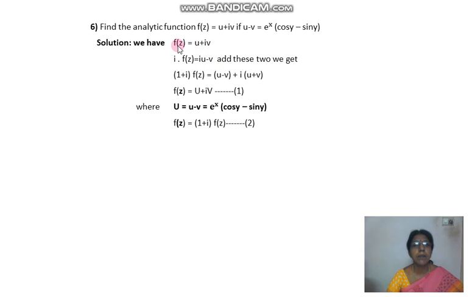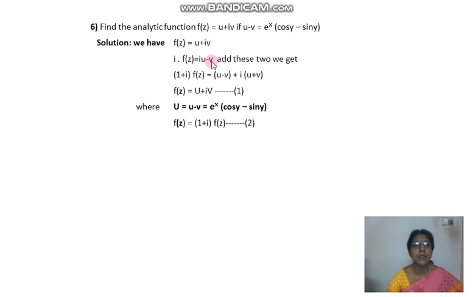So multiplying this equation with i on both sides, we get i f of z is iu minus v. Add these two equations. What do we get? On the LHS, f of z plus i f of z. Taking f of z common, 1 into f of z and i into f of z, which means adding these two equations we get LHS (1 plus i) into f of z.